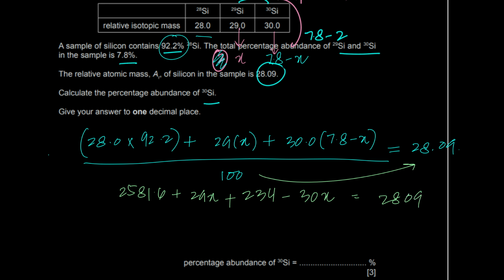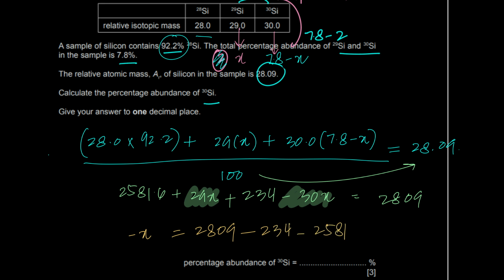Done. Now 29x and minus 30x gives me minus x. Good stuff. Equals 2809 minus 234 and minus 2581.6. I've taken this on the right and this on the right. What do I get? 234 minus 2581.6, and then add this to 2809. You get minus 6.6.